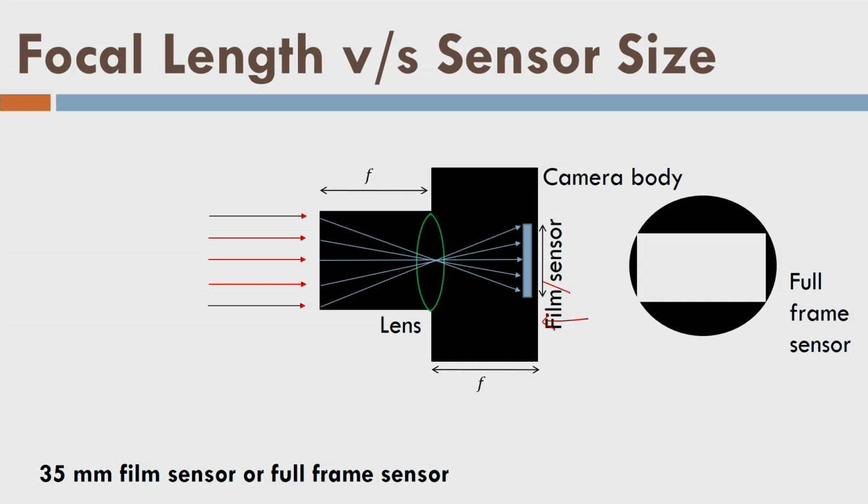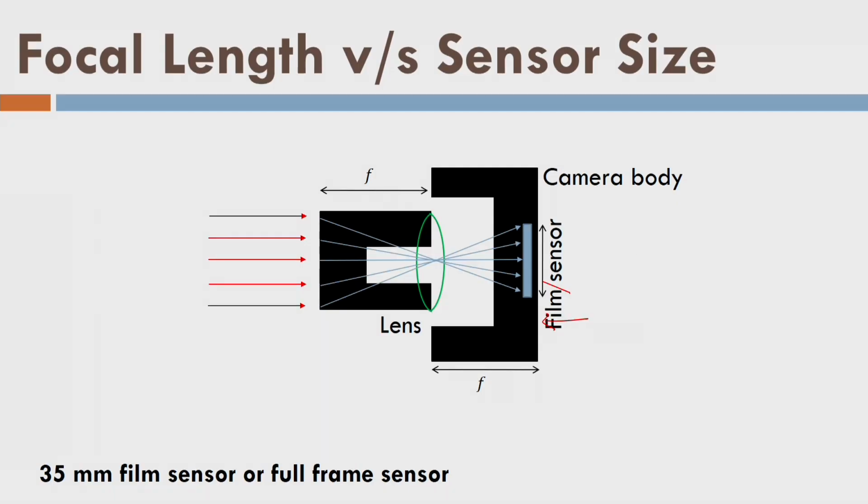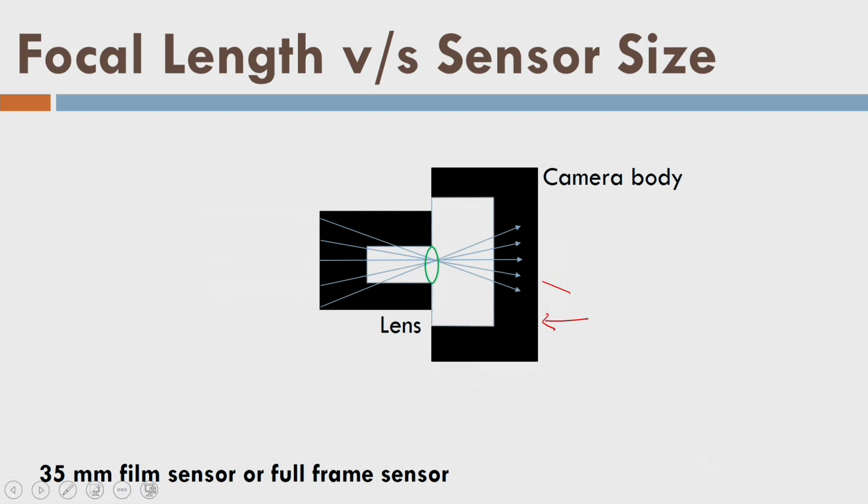So what do we do here? We reduce the size of the sensor, and that is called the cropped sensor. Okay, let us look into that. Let us make the camera small, and this is my lens, fine. I have reduced the size of the lens also because I want to bring my miniature cameras, small cameras.